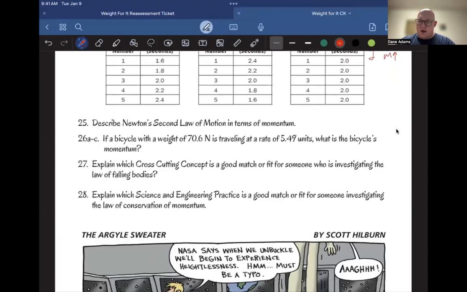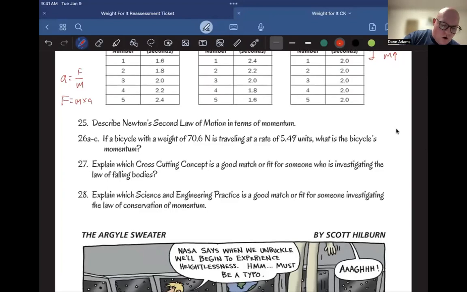Newton's first law is objects at rest stay at rest. Objects with momentum keep that momentum unless acted on by a force. That's Newton's first law, not what we're talking about here. Newton's second law originally looks like this. Okay, it's an equation, but it really means that an object's acceleration is directly proportional to the force applied to it, and it's inversely proportional to the mass. It can be rewritten as force equals mass times acceleration.